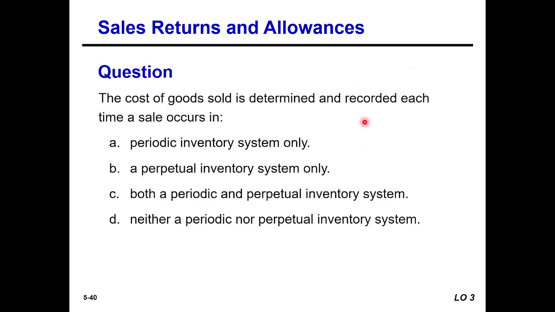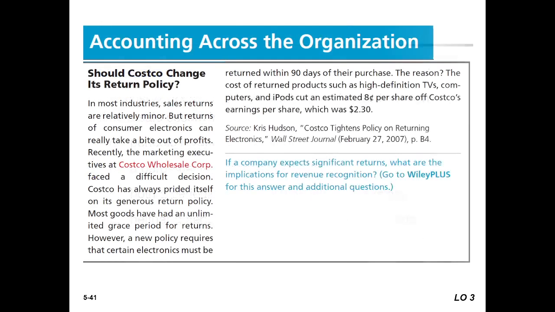Next, a question I am offering to my learners. How could you answer this question? The cost of goods sold is determined and recorded each time a sale is made. That means it is determined and recorded item by item, for each and every item. This is followed by the perpetual inventory system only. Okay, this would be the answer.